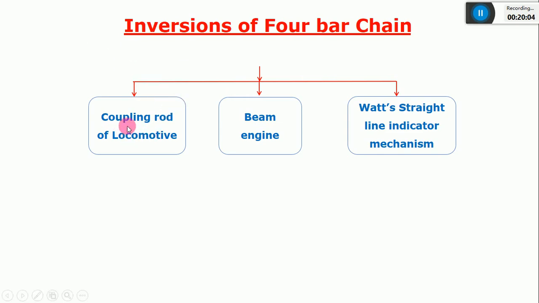The first one is a coupling rod of a locomotive. Then comes beam engine. Then the next one is Watt's straight line indicator mechanism. The competitive exams also will get these questions: what are the inversions of a 4-bar chain? You'll get four options, and you'll be able to define which inversion comes under which kinematic chain.